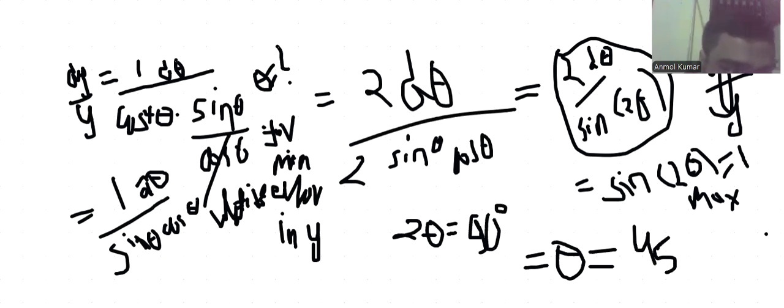So what was the final answer to this question? The question was: what is the value of theta for minimum relative error in y? So the answer here comes out to be 45 degrees, or you can even say it as pi by 4 radians, because pi is 180 degrees, so pi by 4 radian would also be your answer.